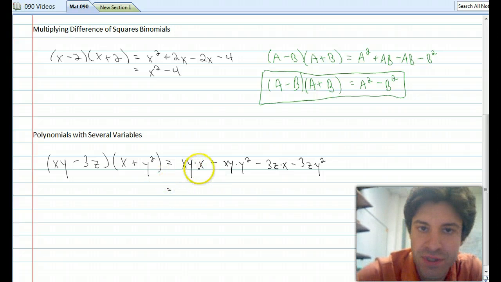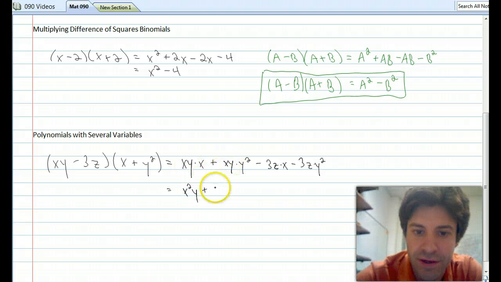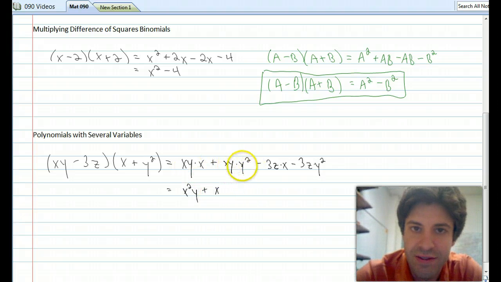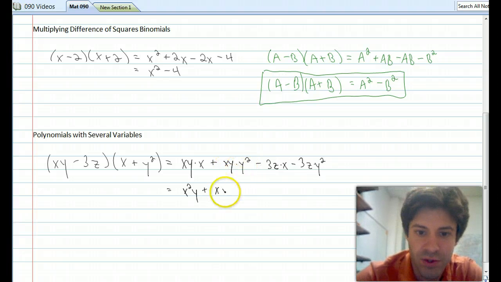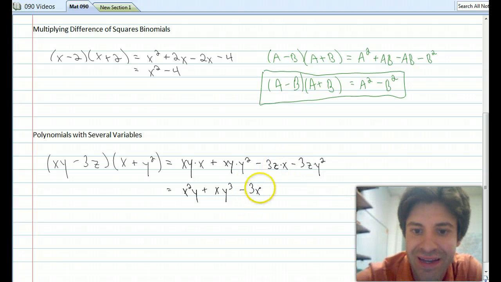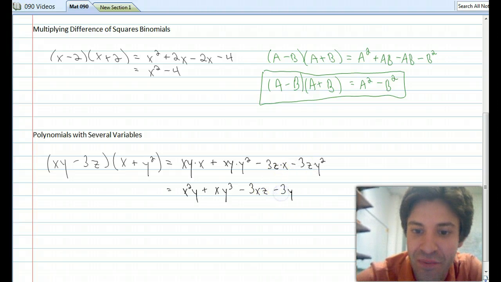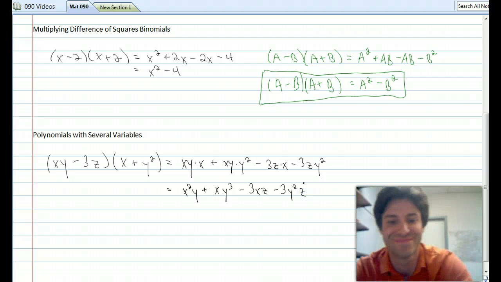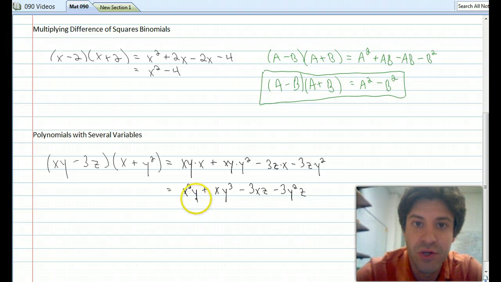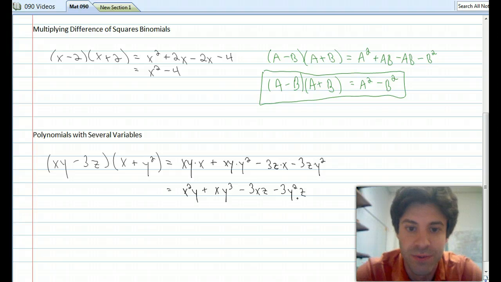X times x is just going to be x squared. So we have x squared times y. In the next term, we can just carry down the x, and we have y times y squared. Y times y squared is y cubed. On the other terms, we can't really combine anything, but you can get rid of the times sign. So you have 3, I'll say xz to put things in alphabetical order, and we'll say 3y squared z. Now what we have is a polynomial with 4 terms, and there are 3 variables in this thing. We have x, y, and z are all variables in this polynomial.